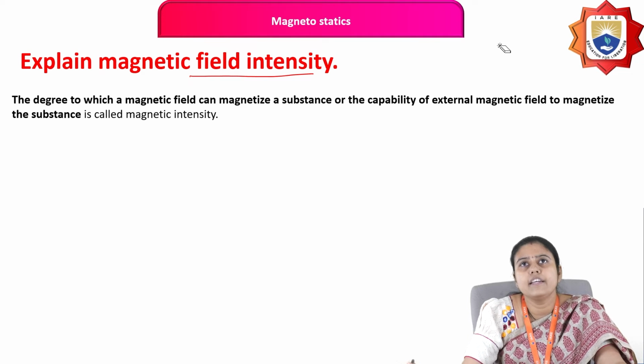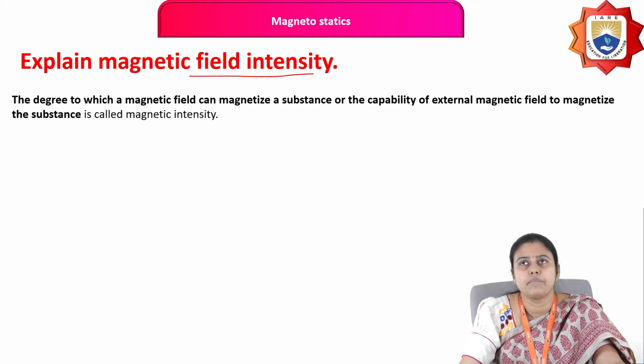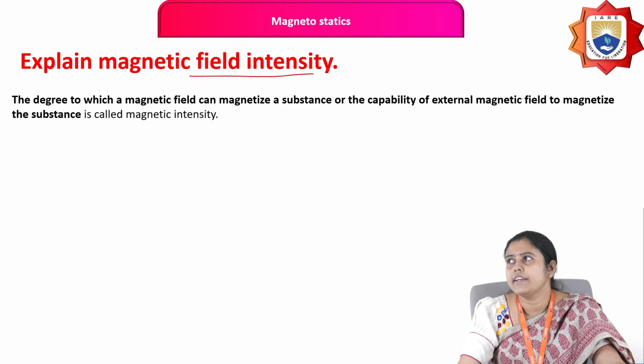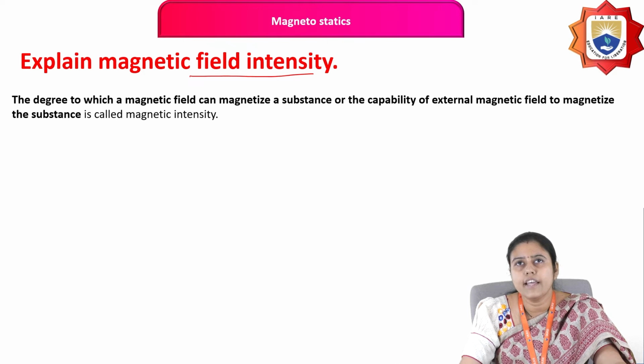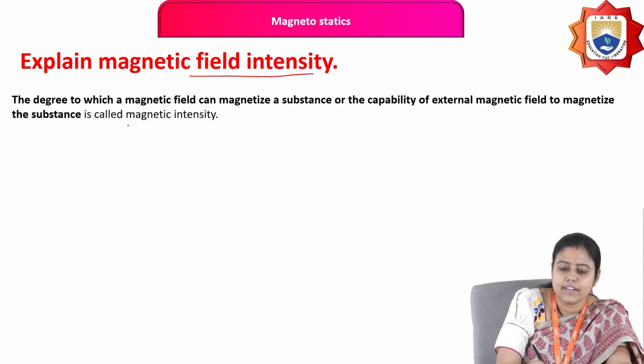behind it? The degree to which a magnetic field can magnetize a substance, or the capability of an external magnetic field to magnetize the substance, is called the magnetic intensity. So, what is magnetic intensity? The degree to which a magnetic field can magnetize a substance, or the capability of any material to magnetize the substance, is called the magnetic intensity.